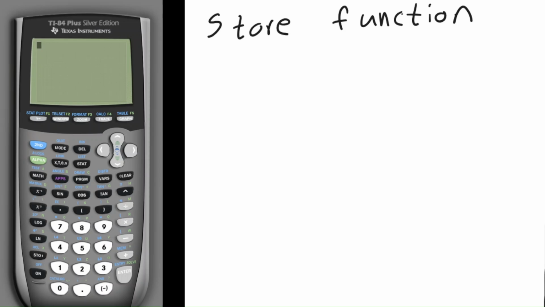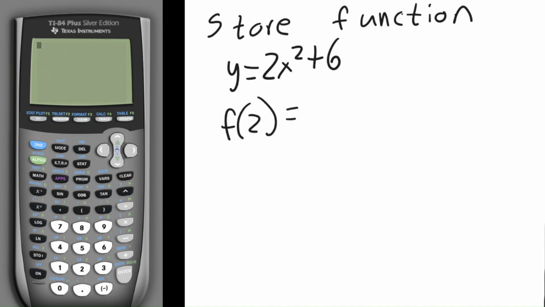There's a very nifty function on the calculator, the store function, that very few people utilize to its full potential. I've done a video on this before where, say, I have y equals 2x squared plus 6, and we want to find f of 2. One way of doing it is just taking 2 and storing it as x. You hit the store button, say as x, hit enter, and then you can do 2x squared plus 6, and it plugs it in. So now x is 2, and we just plug it in. It's the same thing you would get if you did it by hand.